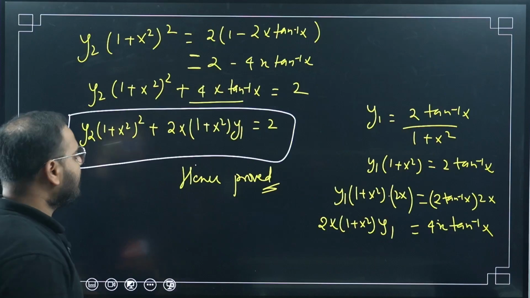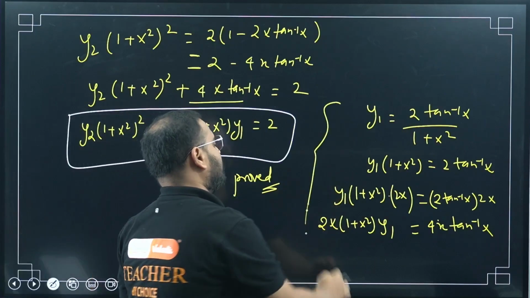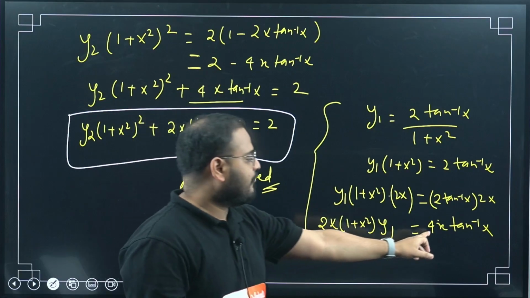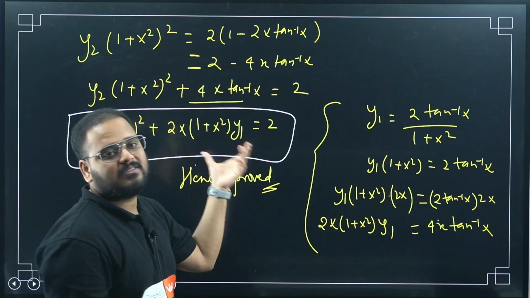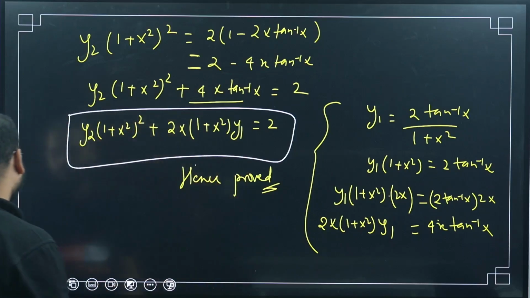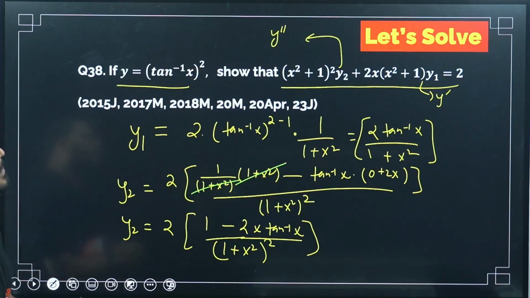What modification did I do? For y1 I did a modification. For 4x tan inverse of x, I substituted that value in terms of y1 and I got the resulting answer that they were looking for. Okay, please have a look. I hope this is visible.